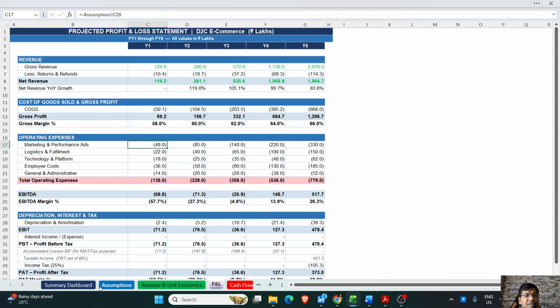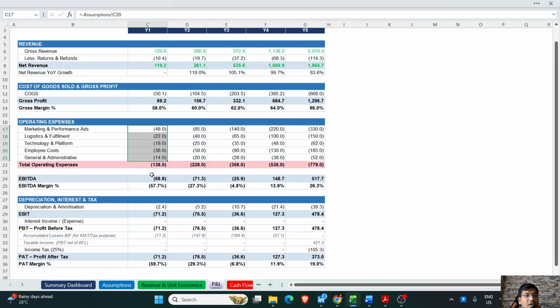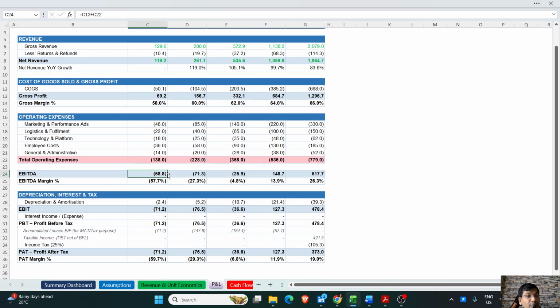Then you have seen that we have put in these 5 line items which are my fixed cost for the period. So that becomes like 138 is the total fixed cost for this period, and therefore the EBITDA is this minus this. Effectively, I have to do plus here because I am considering all the expenses as already negative. Had I considered all of these expenses as positive, then it would have been minus as a sign. So I have my EBITDA, which is a negative 68.8 in the first year, goes to 71.3 in the second year, and then moves up to 517.7 in the fifth year.